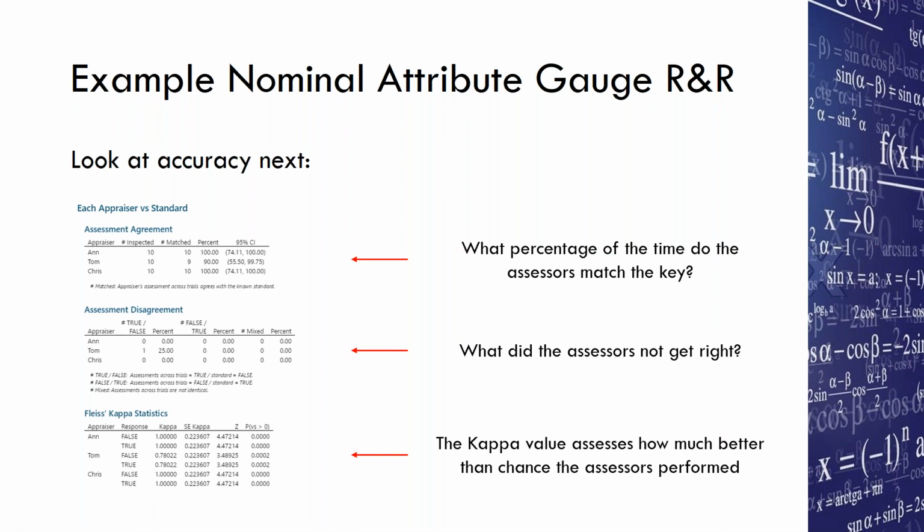The third table is giving us an assessment of the kappa value. So again, because Ann and Chris got everything correct with respect to the key, you would expect them to score 100% on kappa. It was a perfect score. But Tom, you would not expect to get a 1 for the kappa value, but he still did better than chance because his kappa value was positive at 0.78.